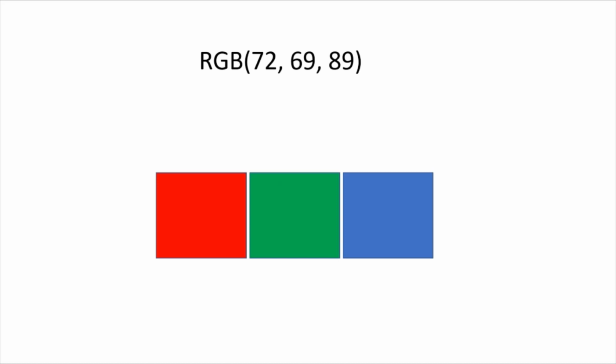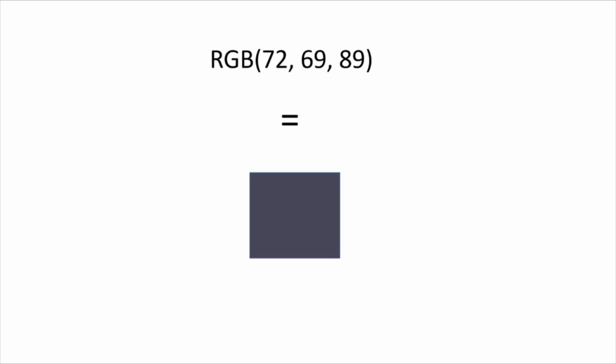Suppose we have the values of RGB of 72, 69, and 89. And I'm going to write it like this from now on, with RGB open parentheses, the values, and the close parentheses. And you can think of these values as being the input to an RGB algorithm that's going to give us the solution or the output as the final color when we mix these 3 values together. So if we have 72 red, 69 green, and 89 blue, and we mix these 3 values together, we're going to get this purplish hue.